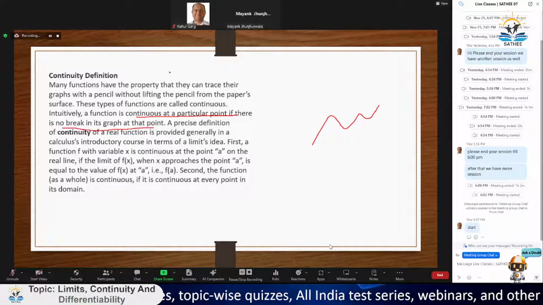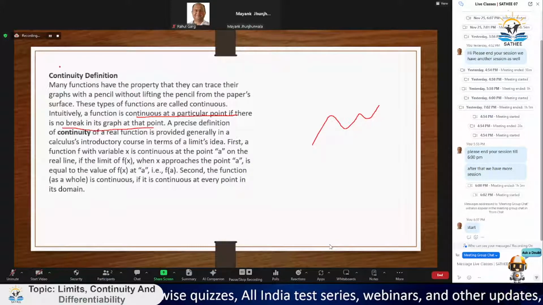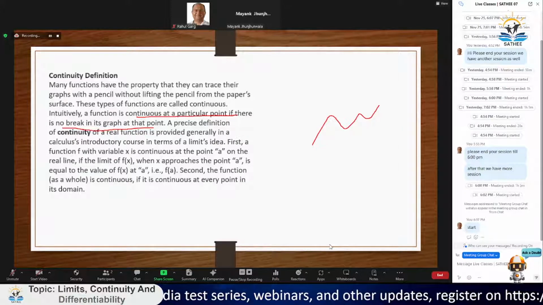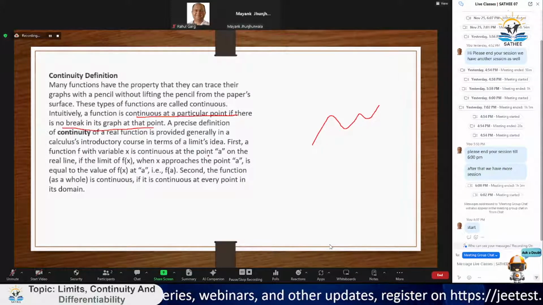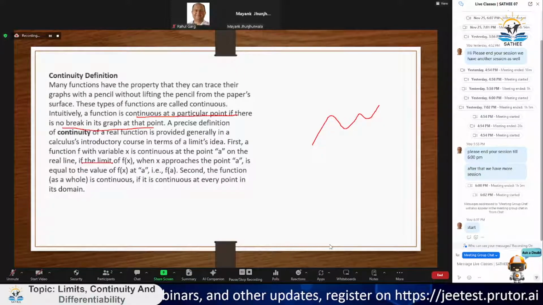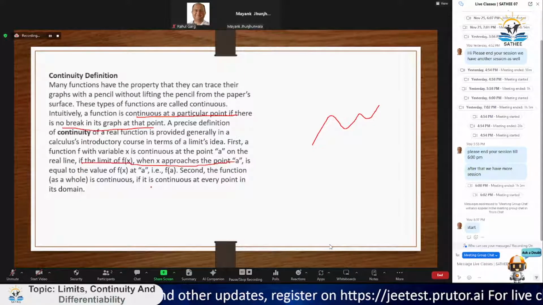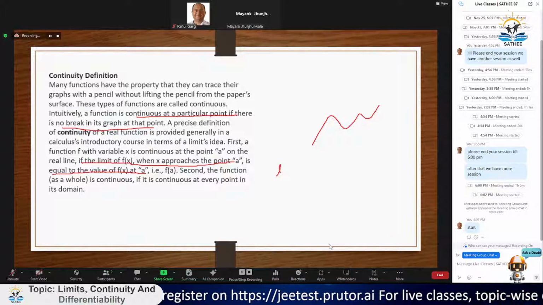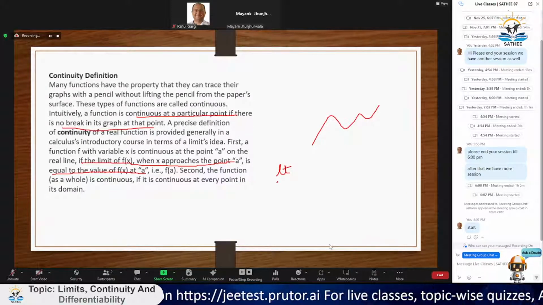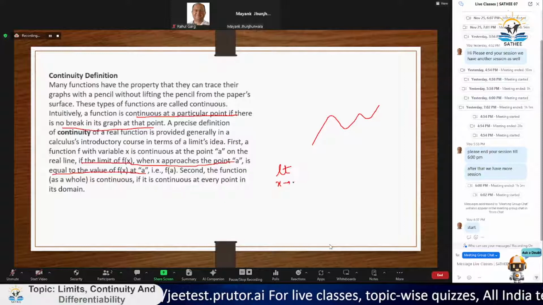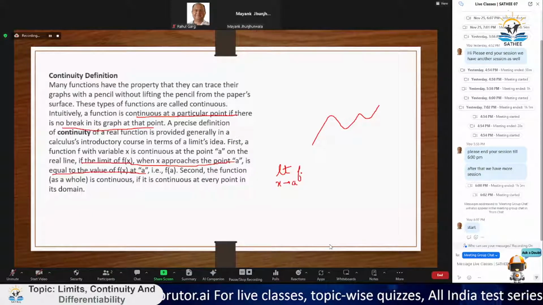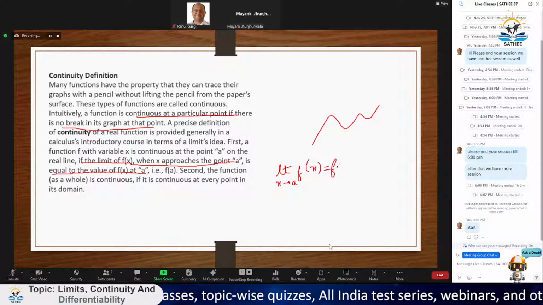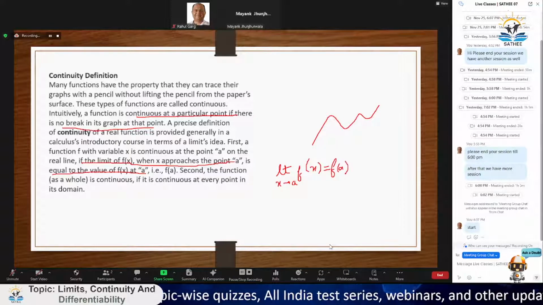Okay, so a precise definition of continuity of a real function is generally provided in an introductory calculus course. First, a function f with variable x is continuous at the point A on the real line if the limit of f(x) when x approaches the point A is equal to the value of f(x) at A. If I write it in mathematical form, the limit of x tending to A of f(x) should be equal to f(A). Okay, so this is the basic meaning of continuity.